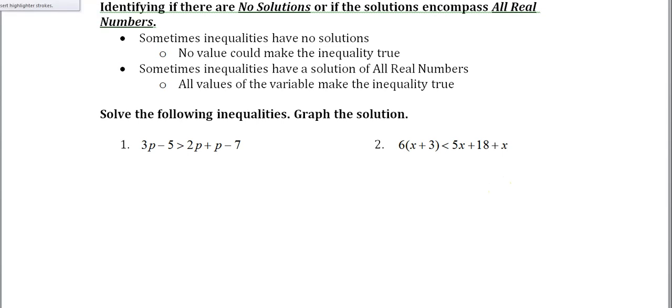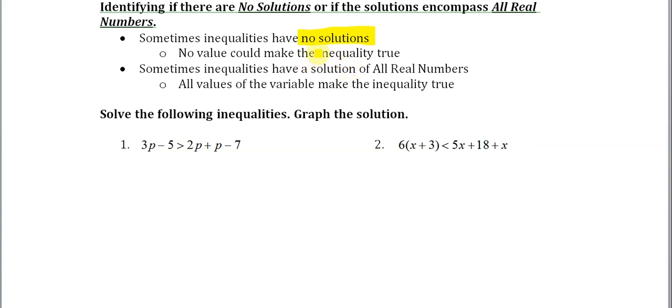We will continue our study of inequalities with two special cases. Sometimes you solve a problem and we expect there to be an answer, a clean answer, maybe a messy answer. But sometimes we solve an inequality and there may be no solution at all. So we're going to see some examples of that.